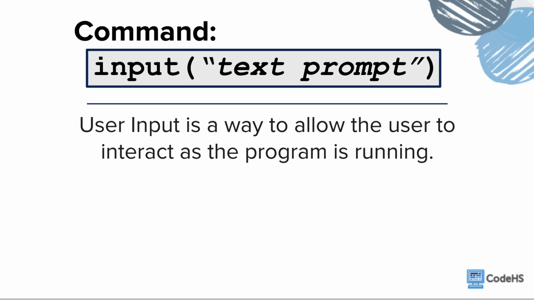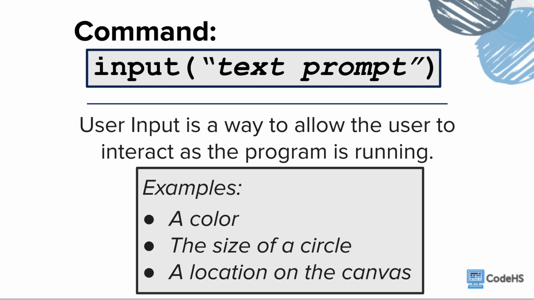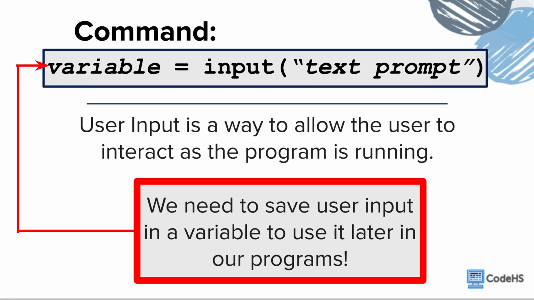To write programs that give users the ability to interact with and control parts of our code, we can use the input command. This input could be a color, a size for a circle, a location on the screen. We can really ask the user for anything. To use the information a user provides later in our program, we need to save it inside a variable. Let's break down an example.